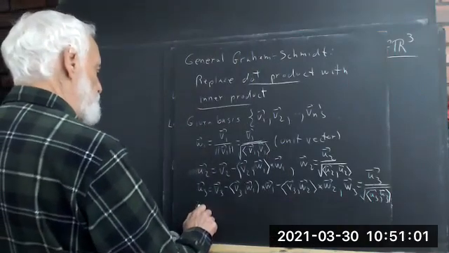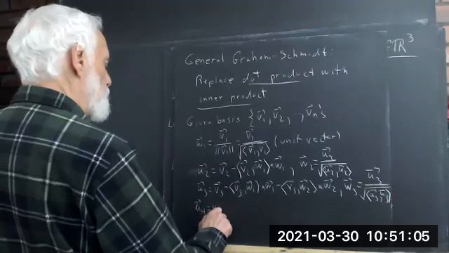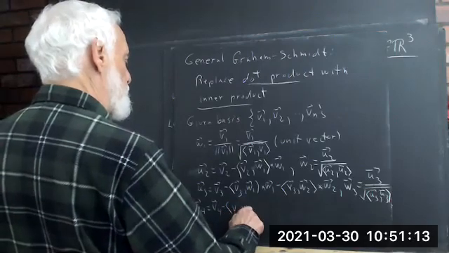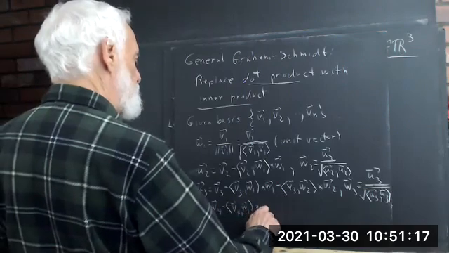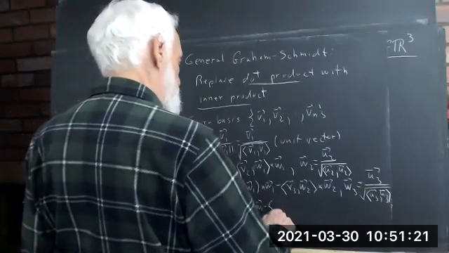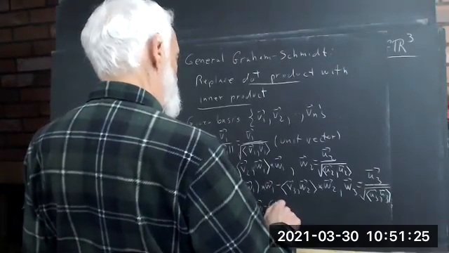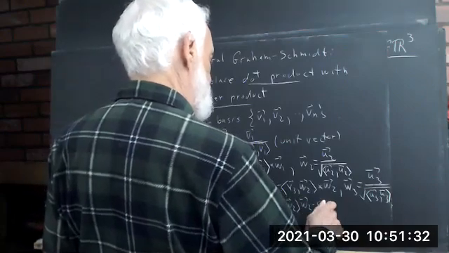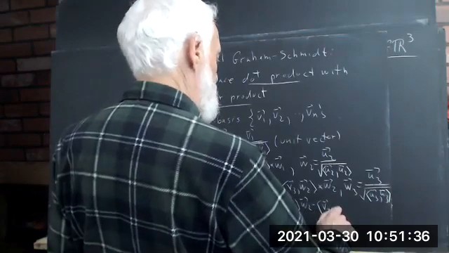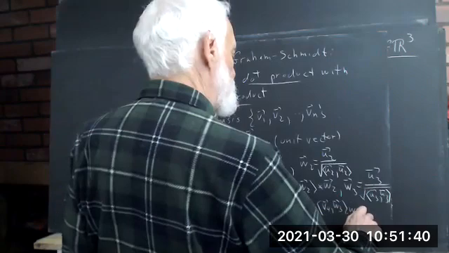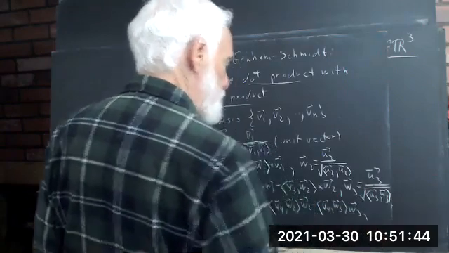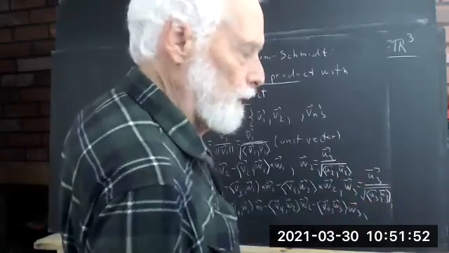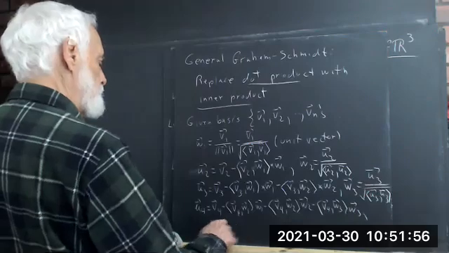And then U4 would equal V4 minus the inner product of V4 with W1 times W1 minus the inner product of V4 with W2 times W2 minus the inner product of V4 with W3 times W3, and I'm not going to write it out, the W4 would then be U4 divided by the magnitude of U4. And that's it.